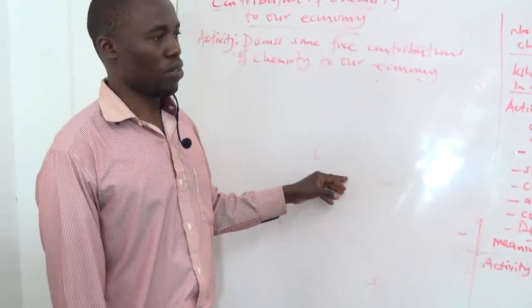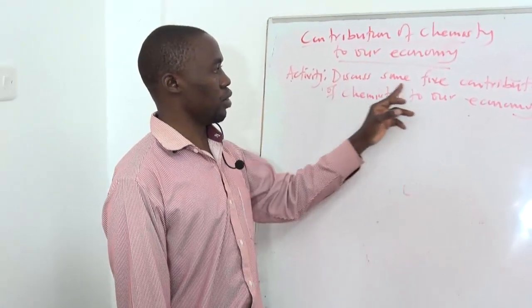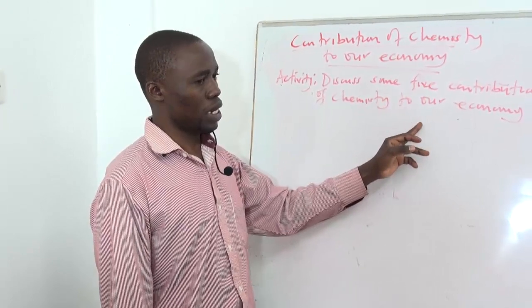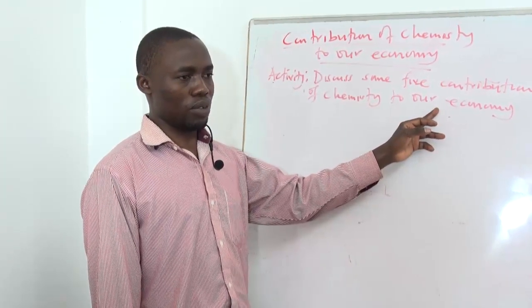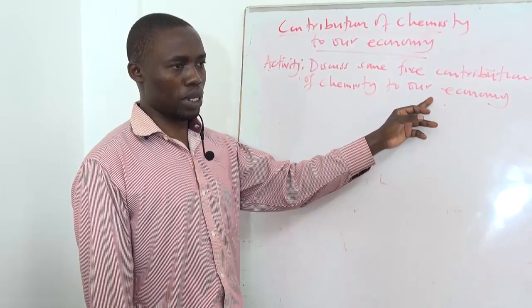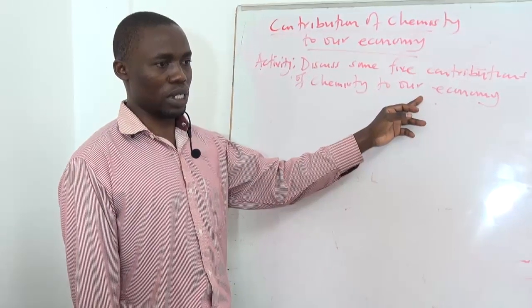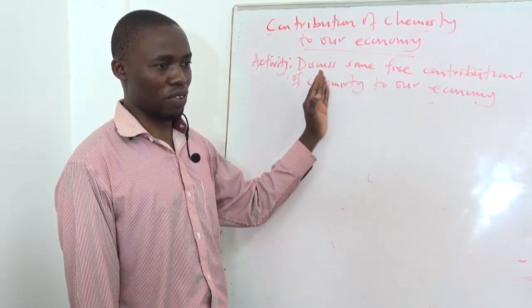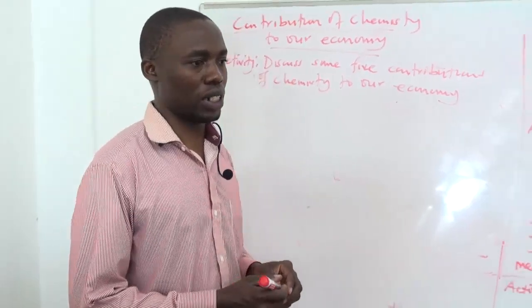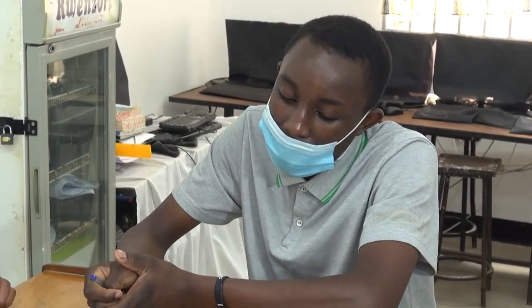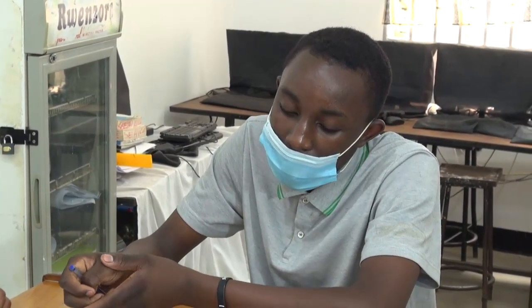Are you through? You have discussed the contributions of chemistry to our economy. Now, in brief, I will request us to make a presentation, but with some few explanations, very fast, in the shortest time possible. The knowledge of chemistry is used in making soap, because this soap comes about with knowledge of chemistry, synthesis, acids, and many other things that are applied. This soap is sold by people to get money, hence favoring our economy.